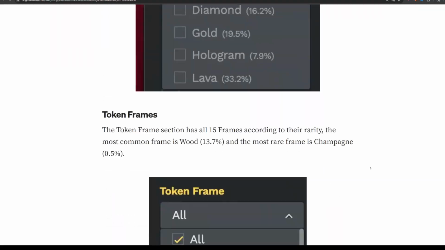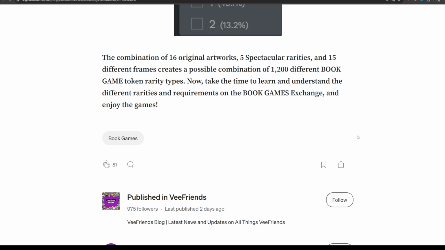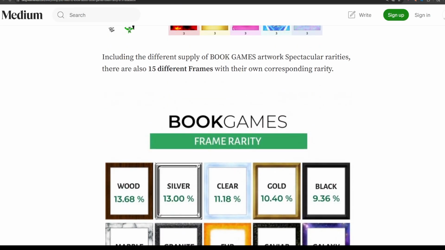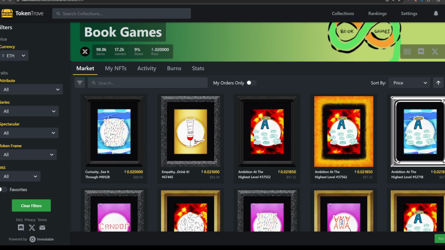Remember, the combination of 16 original artworks, 5 spectacular rarities, and 15 different frames creates a possible combination of 1,200 different book games rarity token types. So this is why we have to take time to learn and understand the different rarities and requirements on the book games exchange in order for us to properly participate and to find and mine value and to find potential arbitrage opportunities. So where do we begin?